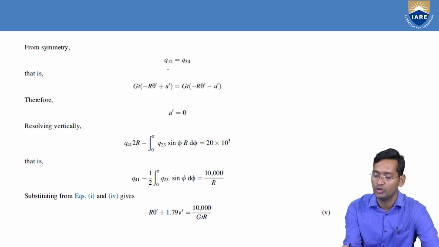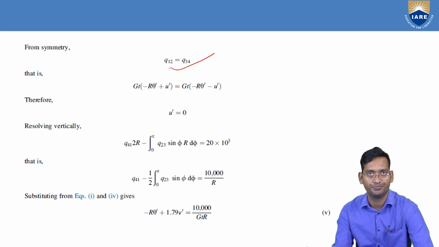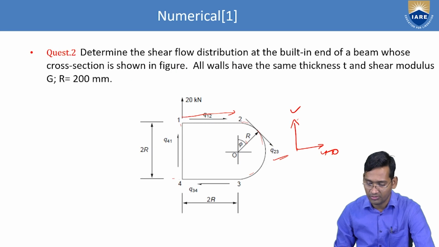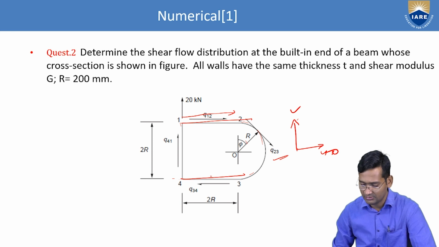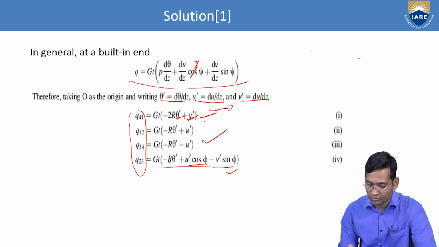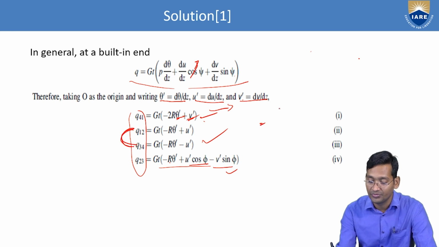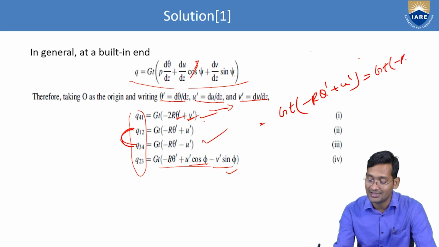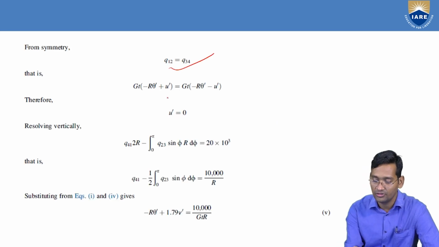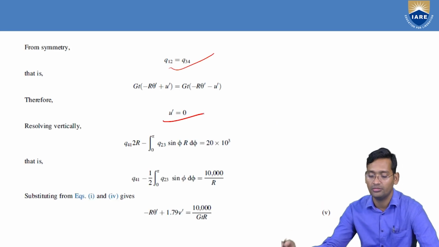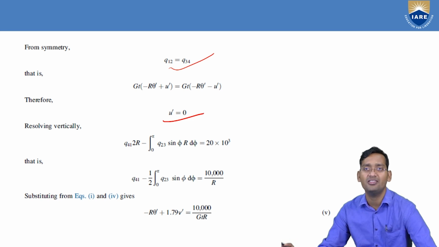So from symmetry, q12 equals q34. Just see, this is symmetrical, so from symmetry q12 equals q34. So just equate these 2 equations. What will you get? gt minus r theta dash plus u dash equals gt minus r theta dash minus u dash. So gt cancels, and after substituting, u dash is 0 because nothing else is there. So u dash is 0.